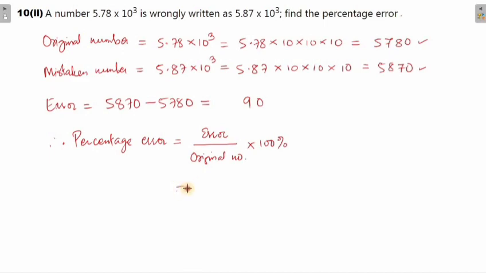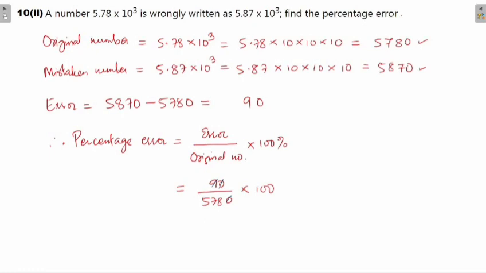So what is the error here? Error is 90 divided by the original number, which is 5780, into 100. Let's do the cancellation here. Again 0 and 0 get cancelled. Now let's try with 3. Can you try with 3? Let's give it a try. 3 3s are 9, 3 1s are 3, 2 is carried over, right? So can I do it with 3 then? No, I cannot cancel with 3.